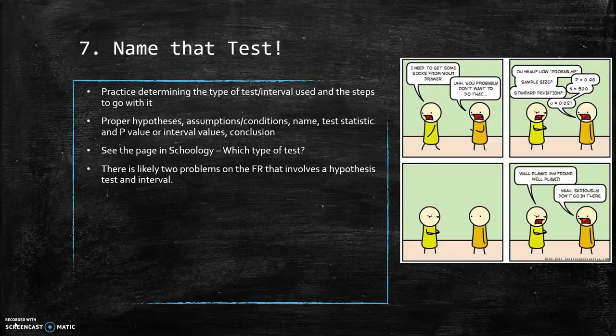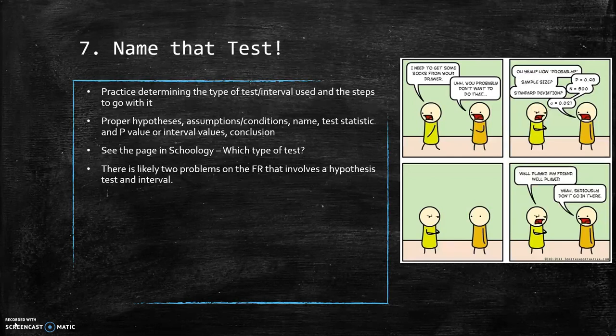So number 7 is knowing how to name that test. You can practice this. I have posted a page in Schoology. This was posted in Module 12. You may have seen it, called Which Type of Test. You can go back to that. There's a website that gives you a lot of practice with naming those tests.